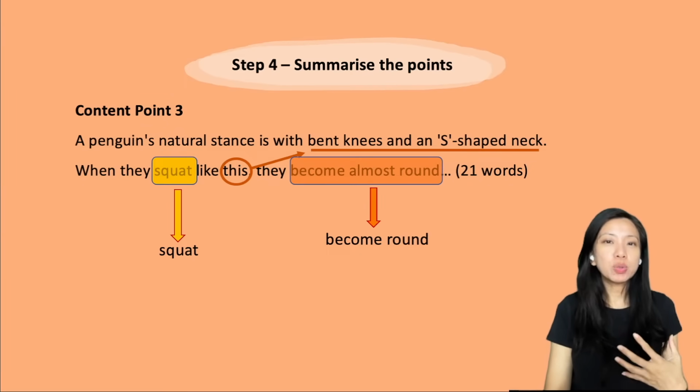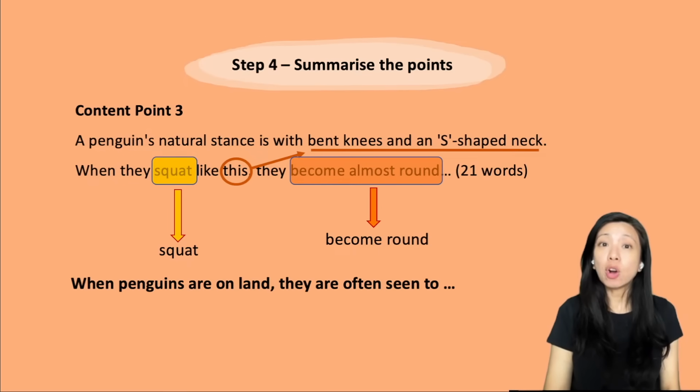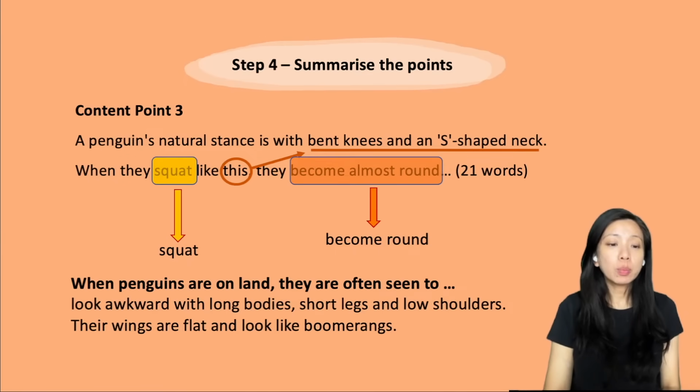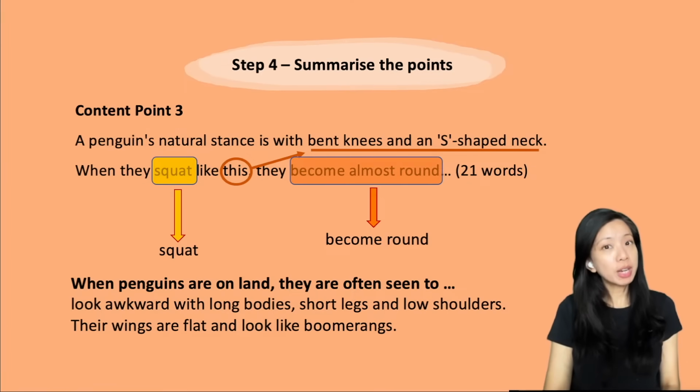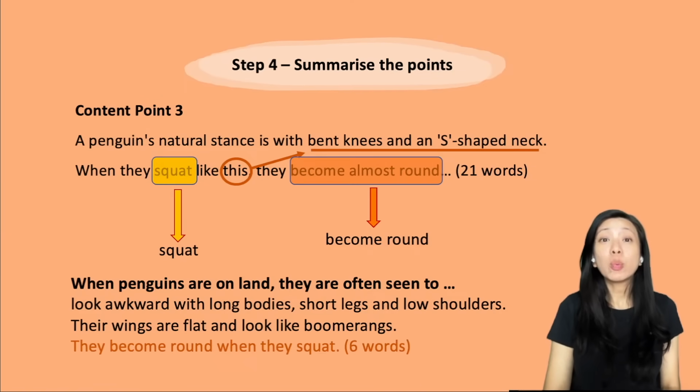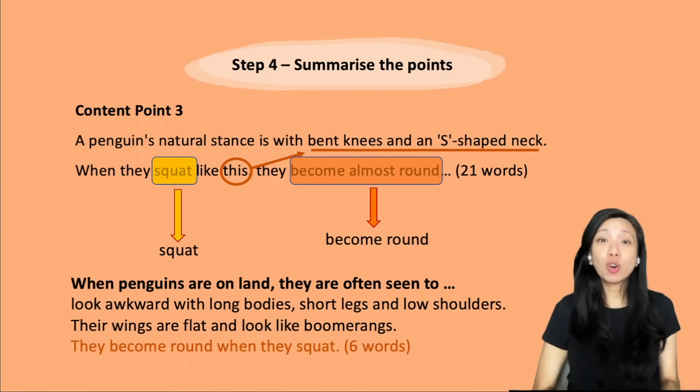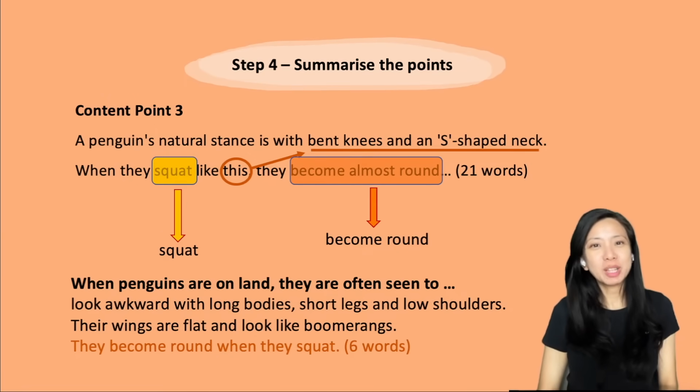So once more, I'm going to add on to what I have so far. So when penguins are on land, they're often seen to look awkward with long bodies, short legs, and low shoulders. Their wings are flat and look like boomerangs. And now I'm going to add on, they become round when they squat. So this is 6 words. So I've paraphrased the content points into only 6 words. So like I said before, there are many different ways to summarize a particular sentence or a content point. Feel free to share your version of your summary in the comments box below.